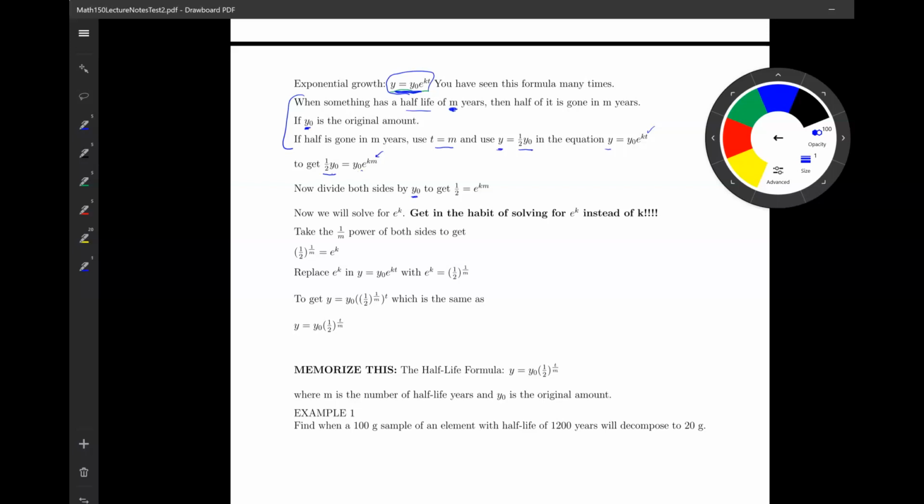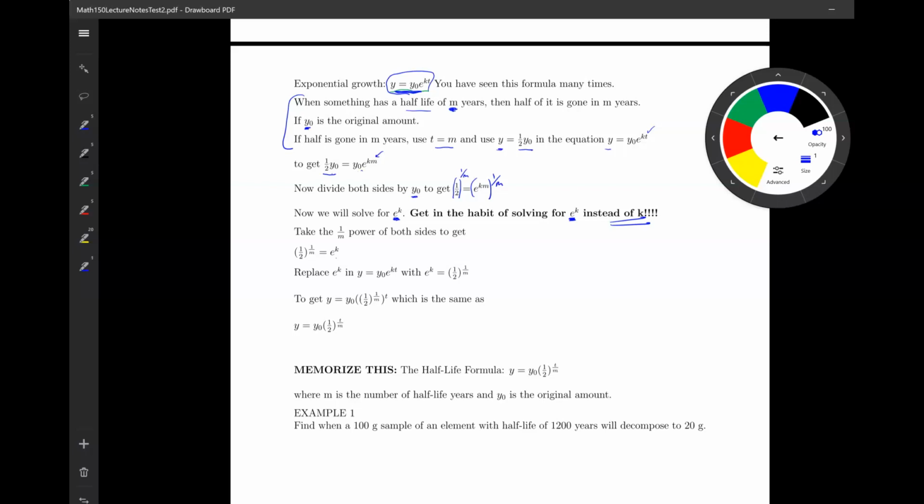So now I want to solve for e to the k. We're going to become better mathematicians this year, so I want you to get used to solving for e to the k, not k. So that means I'm going to take the 1 over m power of both sides. If I take the 1 over m power of both sides, these two multiply, so that's how I get e to the k. So this gives me 1/2 to the 1 over m power.